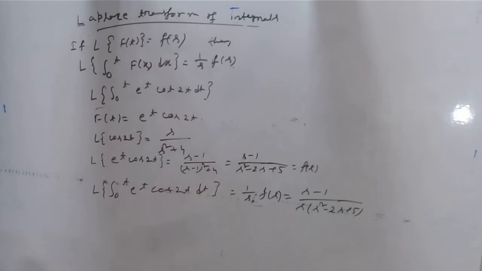Today I have discussed the linear property, first shifting property, second shifting property, change of scale property, and Laplace transform of derivatives and integrals. So these are 6 properties, and there are about 3 to 4 more properties of Laplace transform. In the next video I will discuss those, solve some problems of Laplace transforms, and then go to inverse Laplace transform.